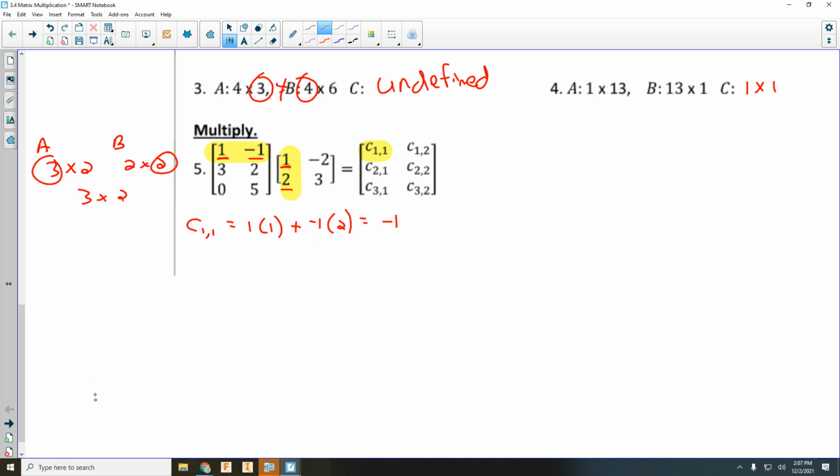Okay, so what's next? C1,2 would be row 1 times column 2.